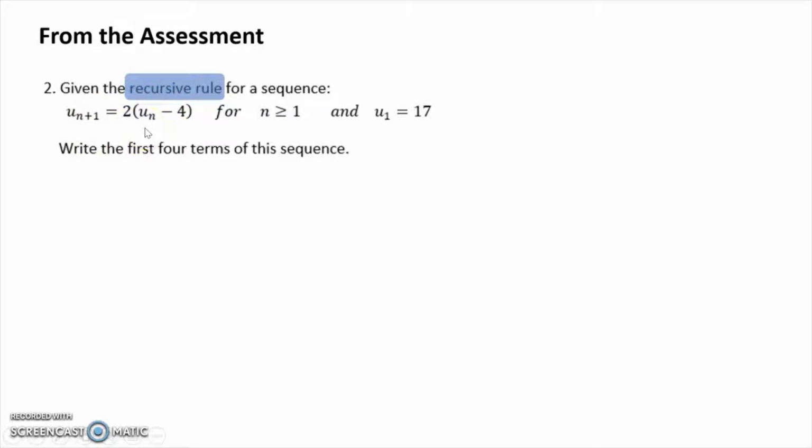Okay, and what that means is you need to know preceding terms to find the next term. So let's see how this works. And also, you need to know some term to begin. Here we're given that u1, the first term, is 17. So write the first 4 terms.